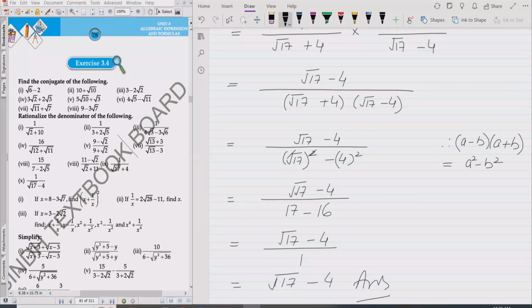I hope you understand the method of the rationalization of the surds. In the next class, we will solve some complex equations of the rationalization method.